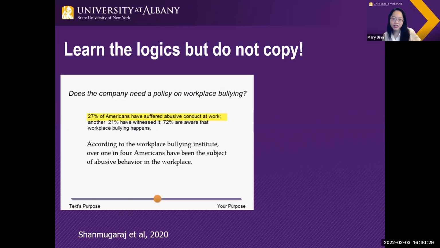What do I mean here? Sometimes we have a topic to write, for example, does the company need a policy on workplace bullying? And this is a sentence that we learn from the model text, and we write it and rephrase it in the second sentence. So I will give you some minutes to read the two.